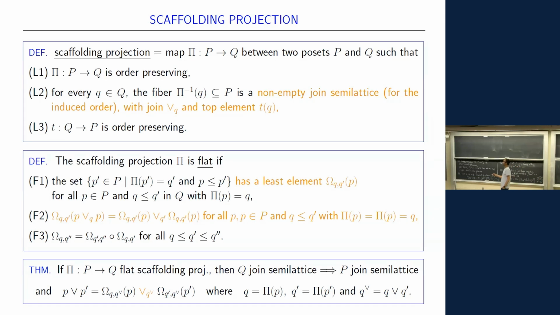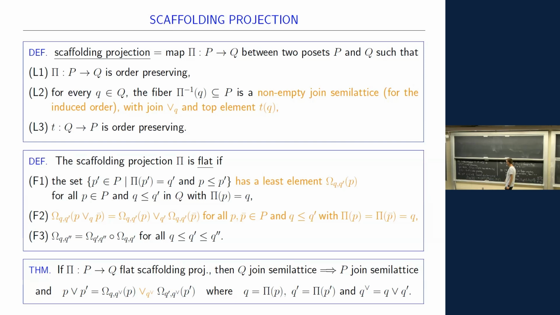The main part is that instead of assuming that the fibers are chains, I assume that the fibers are join semi-lattices. So the fiber above each element Q is a join semi-lattice whose join I denote by join_Q. At the top, I still have a top element which I still denote by T_Q. And the next change is that it's much more demanding to be flat.